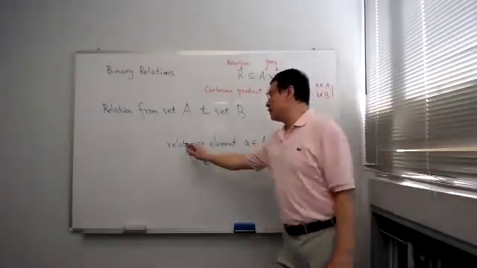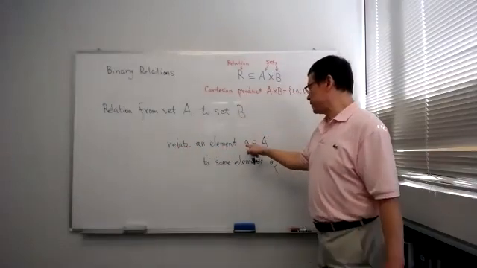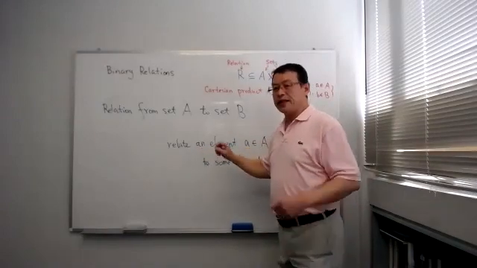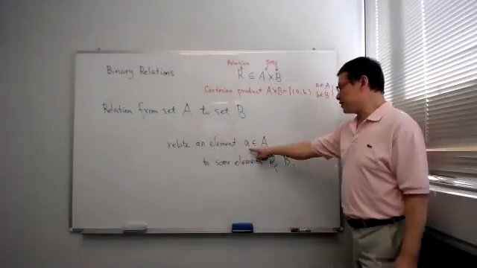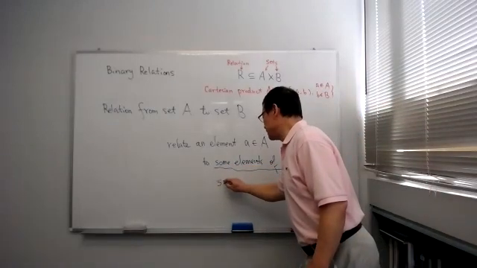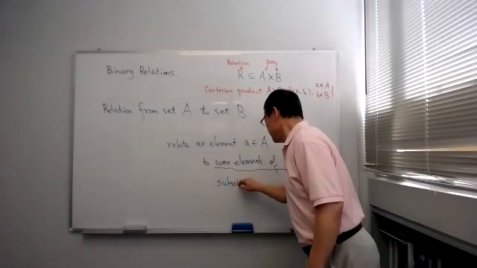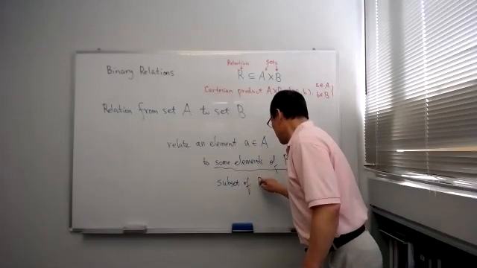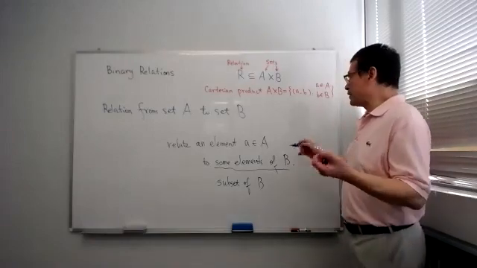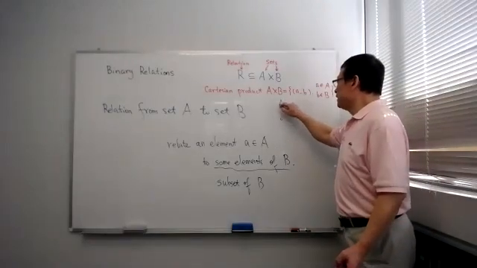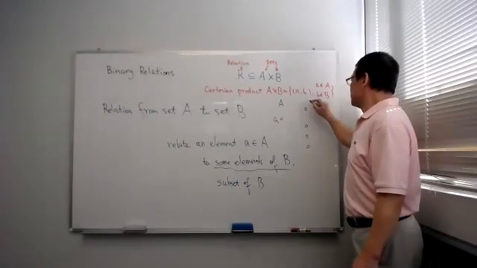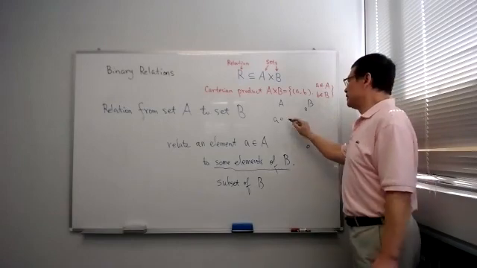We try to relate an element, I mean an arbitrary element, for each element. Relate an element a to some elements of B, so here actually a subset of B. We establish a connection for an element inside A to relate to several elements of B. So that's the purpose of relation.